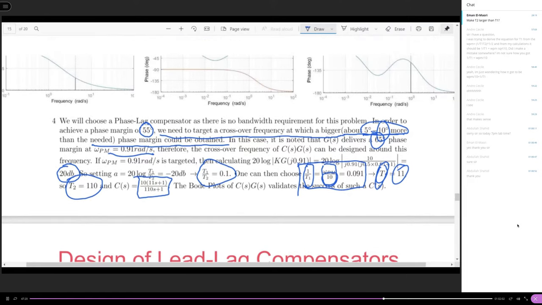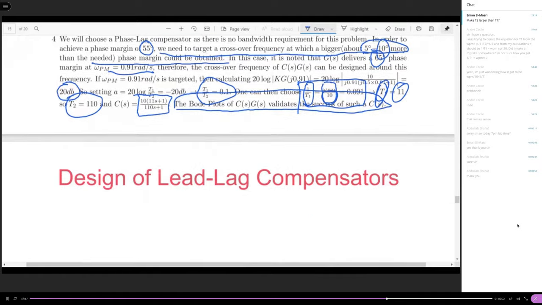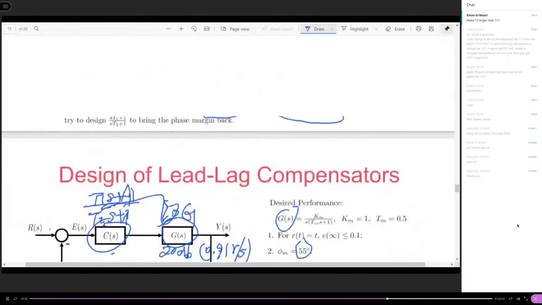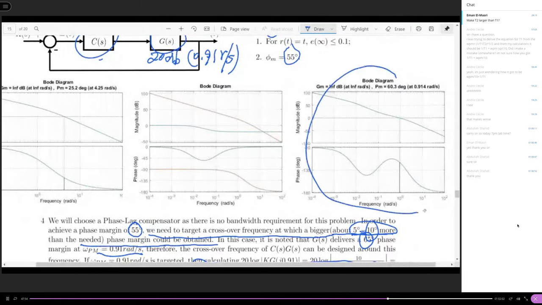Okay, now the last step is what? You have to validate this design, right? You see, in this procedure we used an allowance of 5 to 10 degrees. These are all just a rough estimation, right? So we need to validate to see if it is true that this procedure does give me what I want. So the validation is here, actually in this figure.